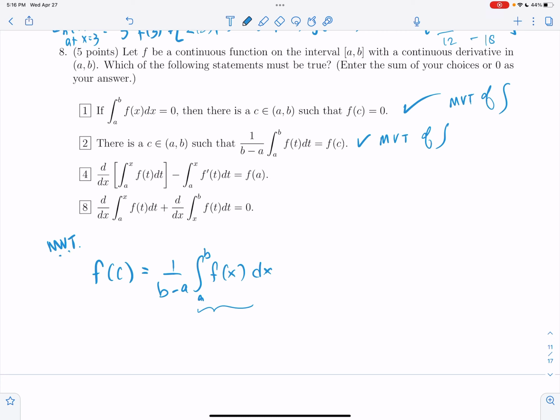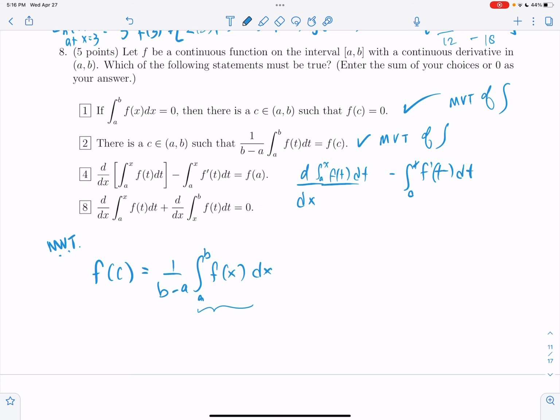Now, let's take a look at the third choice we have over here. The derivative of the integral from a to x of f of t dt minus the integral from a to x of f prime of t dt is f of a. Is that f of a? Well, let's take a look. What is the derivative of that? Well, what do you know? You know f is continuous.